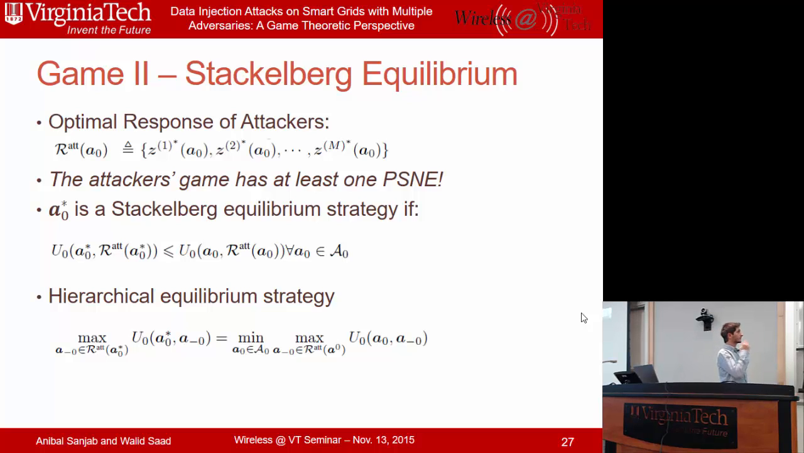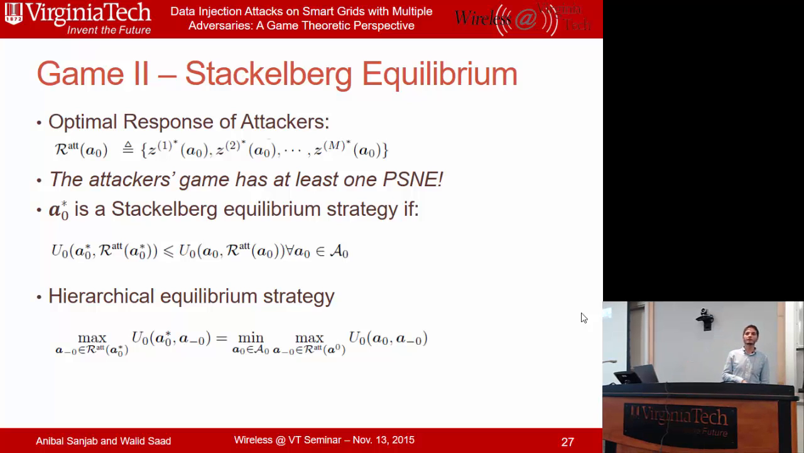For a strategy A0 star to be a Stackelberg equilibrium, this strategy and the response of the attackers to it need to give the defender a utility function that's less than any other possible strategy available to the defender. So that's the Stackelberg equilibrium. And we are sure that there is a Stackelberg equilibrium in the case where the optimal response of the attacker is unique for every defense strategy. So every time the defender chooses a strategy, the attackers' response is unique. But in our case, it's not necessarily unique. We have proven that the attackers' game has at least one Nash equilibrium, but there might be more.